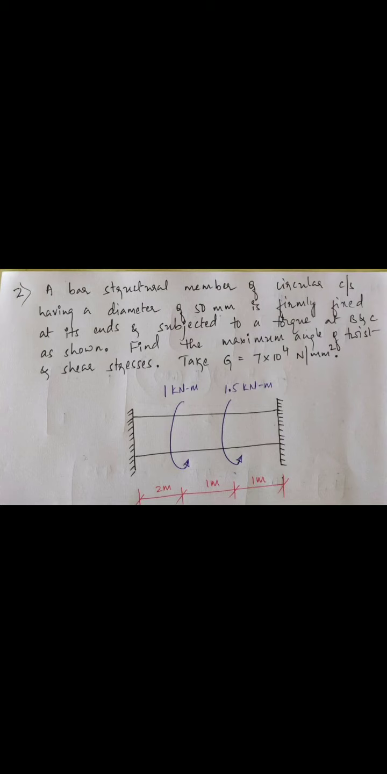In general, the numbering or the mentioning of the alphabets will be done from left end to right end. So the left end of the structural member is point A. The next point is point B, where a torque of 1 kilonewton meter is acting. The next point is point C, where a torque of 1.5 kilonewton meter is acting, and the last point at the right end of the structural member is point D. The solution to this particular problem will be discussed in the next video.